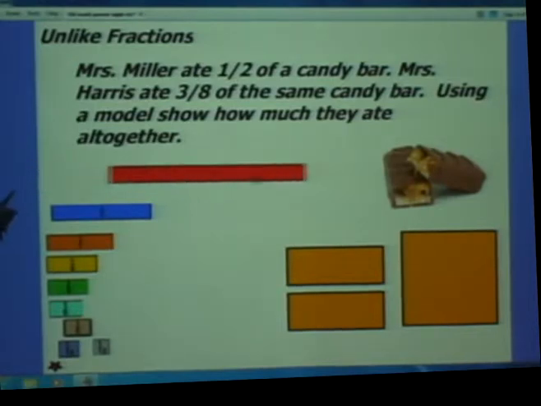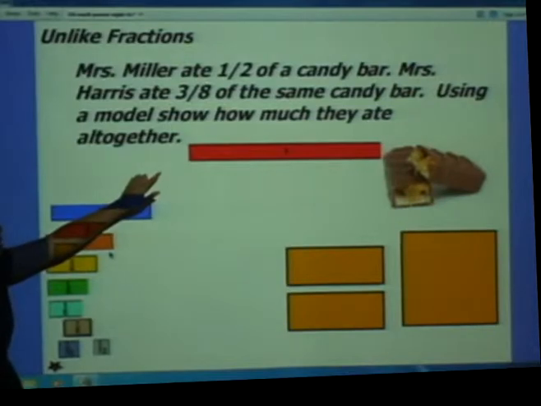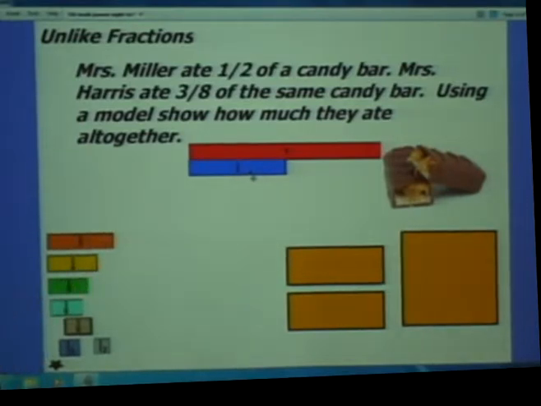And I always tell my kids, compare it to 1 whole. That way, this represents 1 whole candy bar. Miss Miller ate half of the candy bar, and they can really see. I can ask them questions. Did I eat the whole thing? And they can say, Miss Harris ate 3/8. And since it says all together, we want them to put those pieces all together.